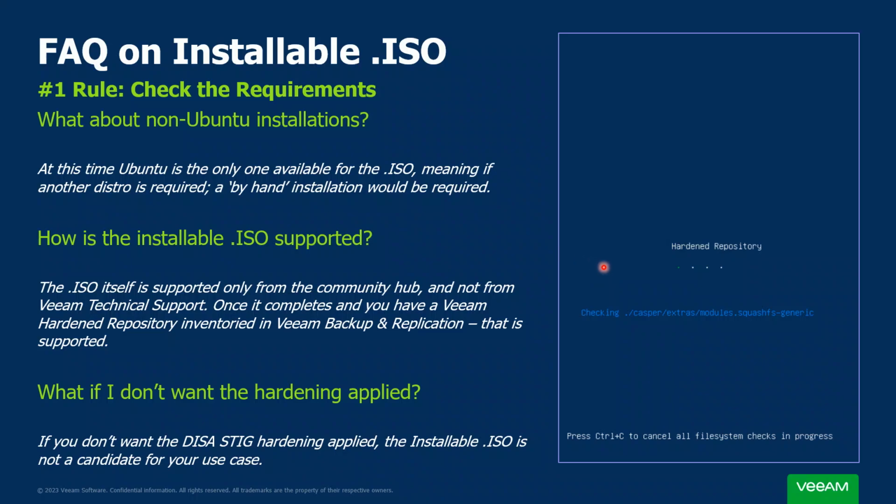So a couple of FAQ on the hardened repo with this razzle-dazzle splash screen. Number 1, check the requirements. There's not many, but every single one of them needs to be there. And then one FAQ is, what about non-Ubuntu?